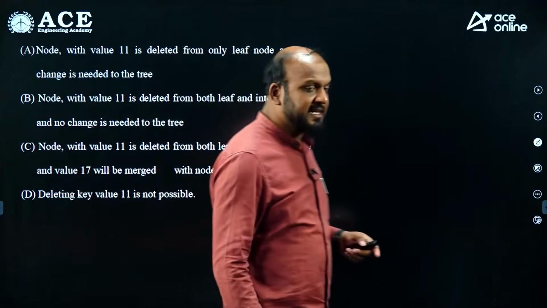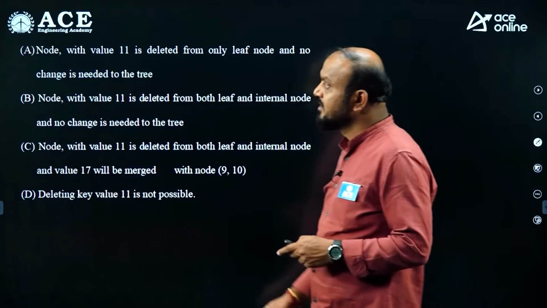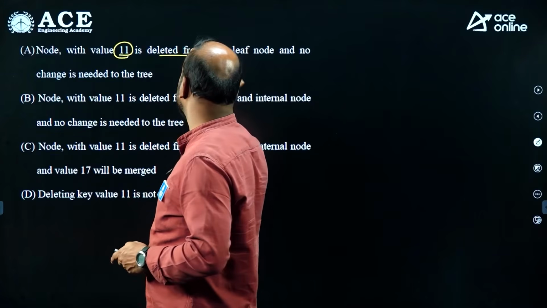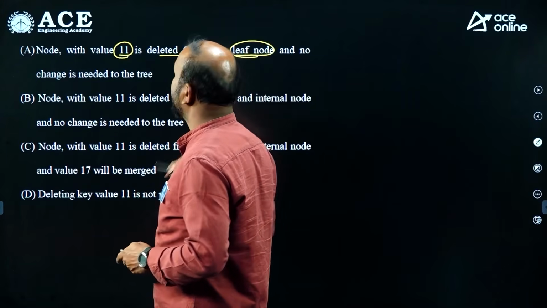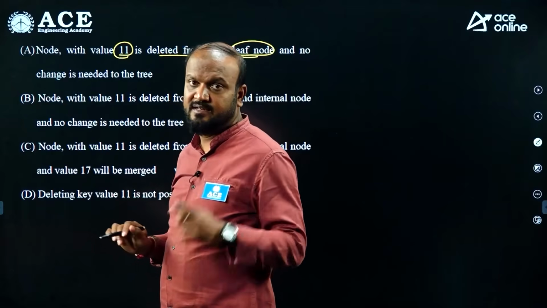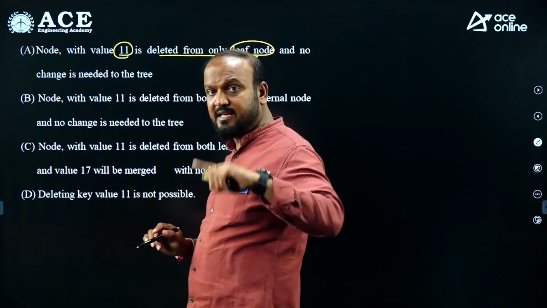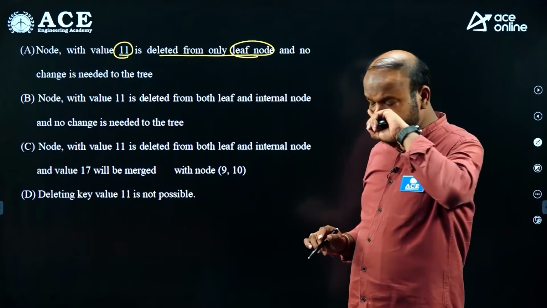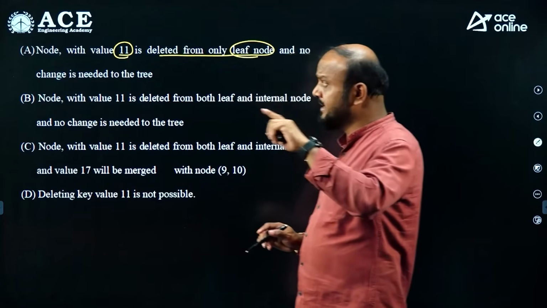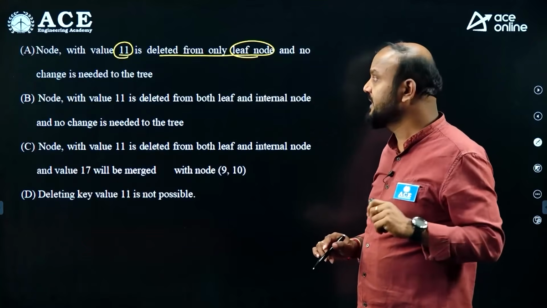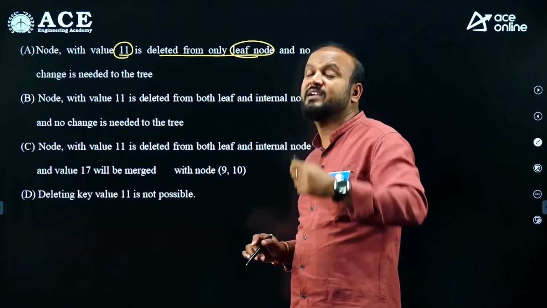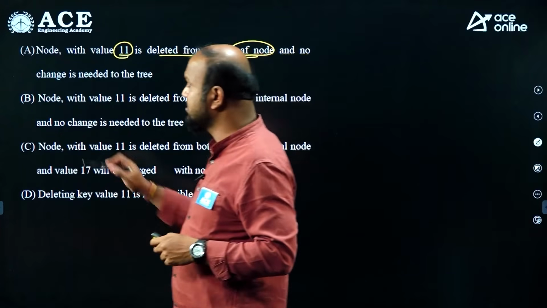Now, what is the correct answer for the question? Option A: a node with value 11 is deleted from only the leaf node and no changes are needed to the tree. But 11 is present in the leaf node as well as in the internal node. Whatever is in the internal node is called a copy. And if a key is deleted from the leaf node, its copy also has to be deleted from the internal node. So, option A is wrong.